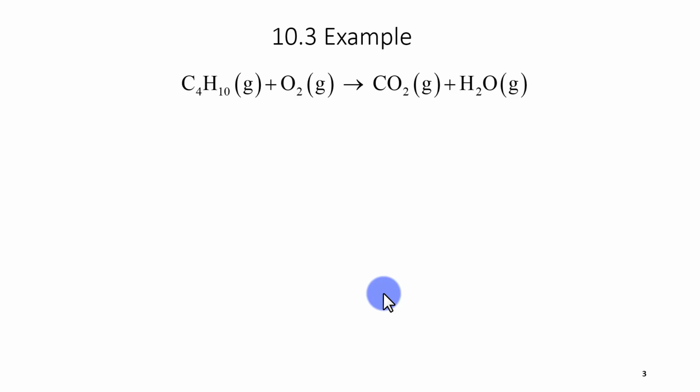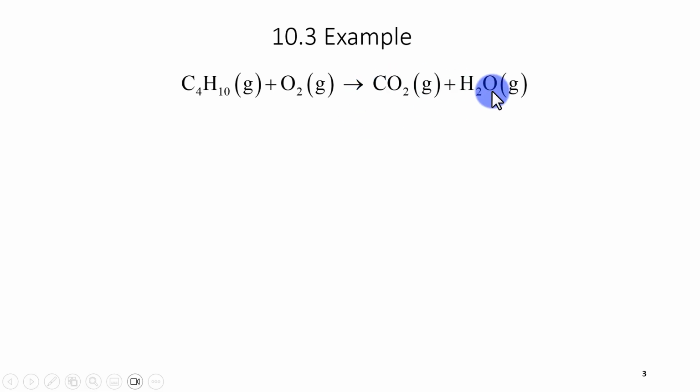Let's take a look at an example. So I have C4H10, which is a gas, plus oxygen, which is a gas, giving me CO2 gas plus H2O gas. This is a combustion reaction, a complete combustion because I have only CO2 and H2O as products. Now let's see how many of each atom we have. My coefficient here is 1. It's not written, but it's 1. So 4 times 1 gives me 4 carbons.